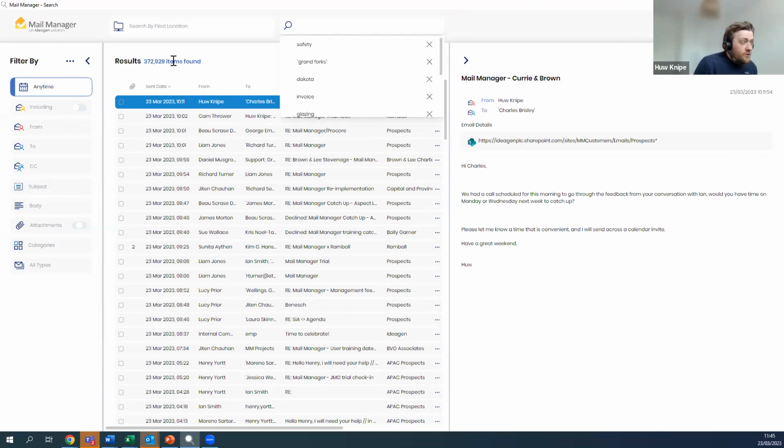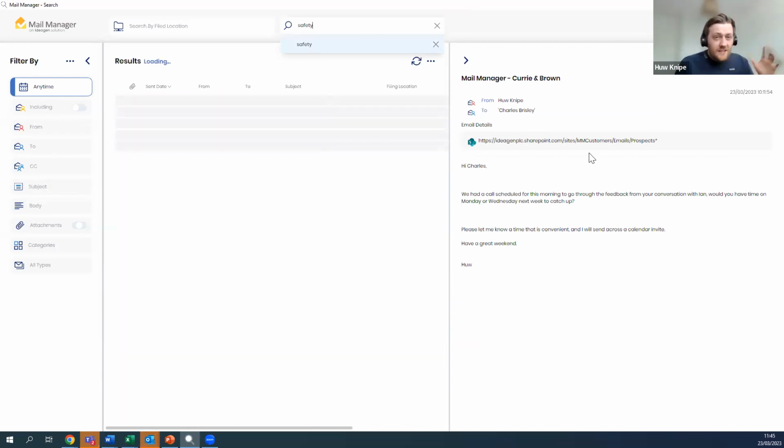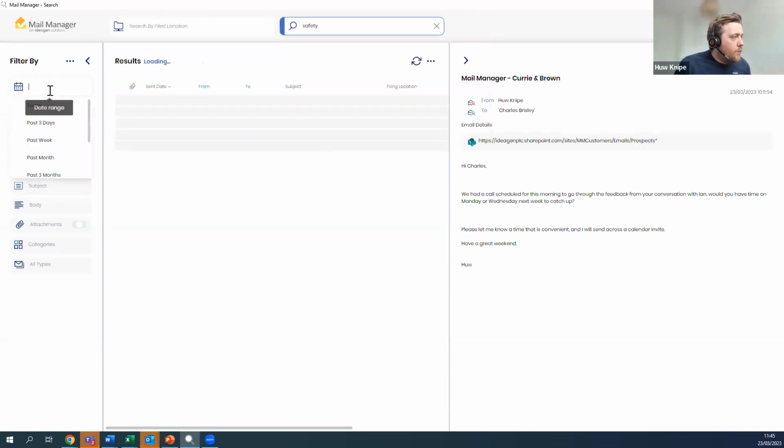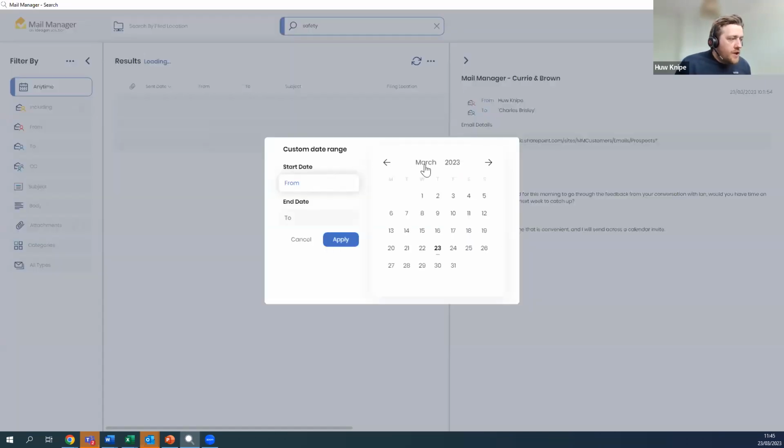So if I search through these 372,000 emails, I'll search for the word safety. That's going to go through the subject line, the body of the text, and pick out any emails that have that word in. You can specify which specific project you want to look into if you're just concerned about a single topic, a single project you're working on, rather than going across all in one go. And you can also specify on the left-hand side when you're looking for.